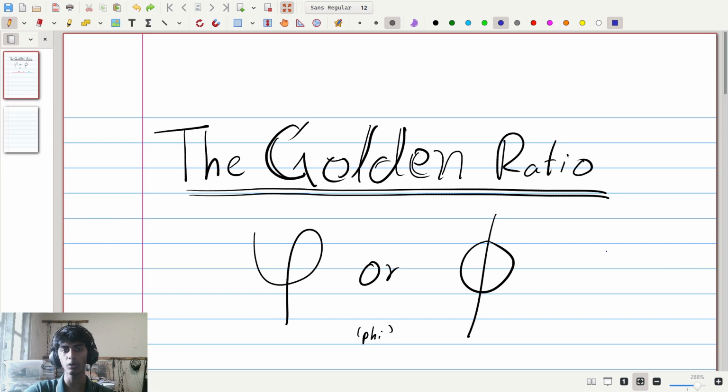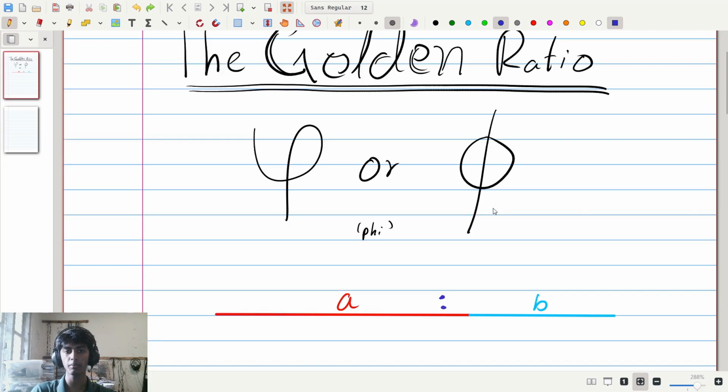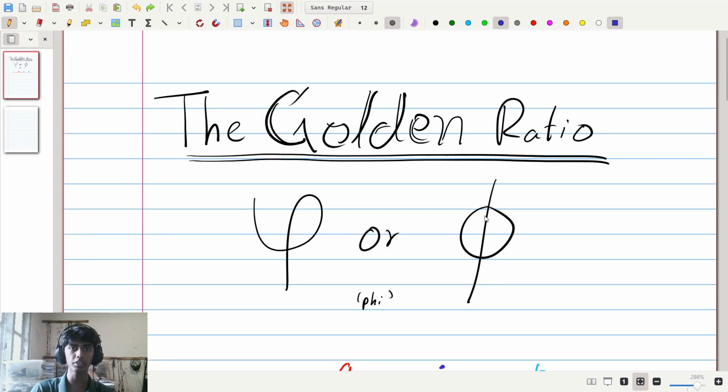The golden ratio, often written as this character or this character, pronounced as phi, is a number, and this number is approximately equal to 1.618. We will see how we derive this number, what its importance and specialness is, and why there's so much hype about it in this video.